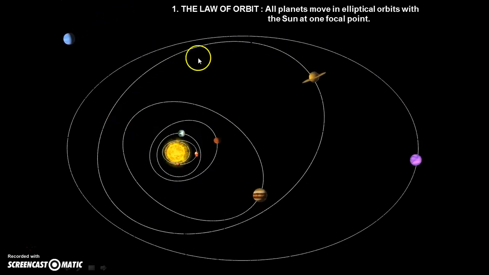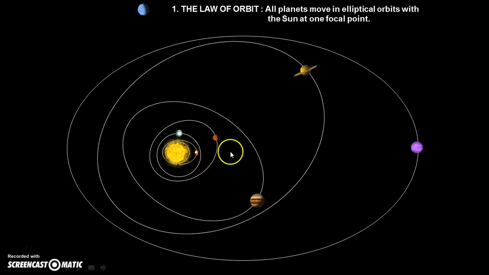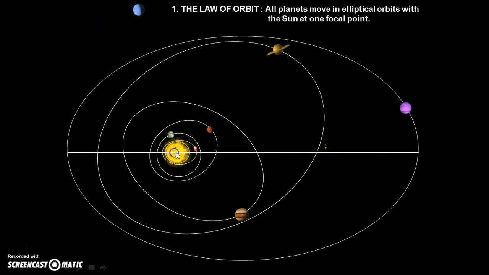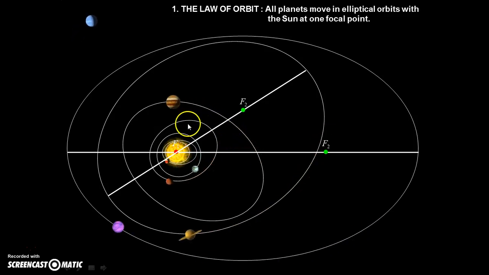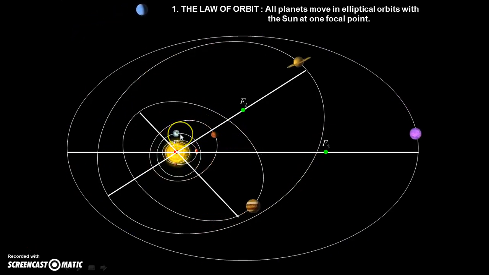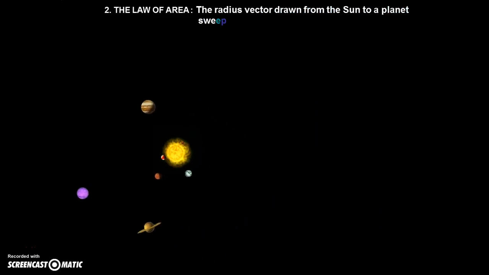All planets rotate around the Sun on an elliptical orbit, and there are two focal points. The first one is the Sun, and the second one is F2. This is also the same for Saturn, Jupiter, and all planets: they move in elliptical orbits with the Sun at one focal point.